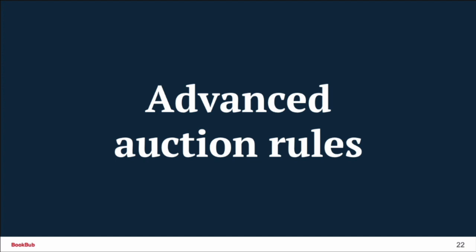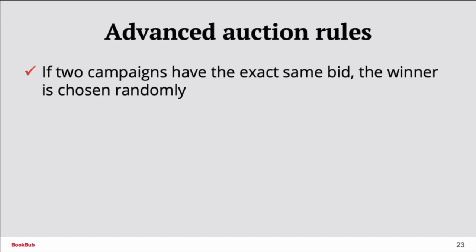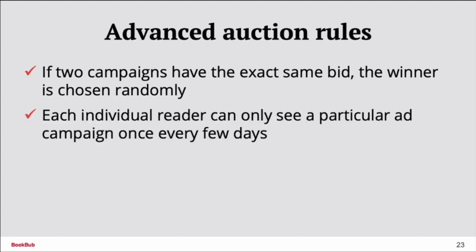There are also some additional, more advanced rules for how our auction determines which ad to show a reader. First, if 2 campaigns have the exact same bid, the winning ad is chosen randomly. This means that all ad campaigns with the same bid have an equal chance of winning impressions and reaching readers. Next, we have what we call a recency cap in place, which limits how frequently a reader can see the same ad campaign. Because we sometimes send multiple emails to individual readers each day, we want to make sure they aren't seeing the same ads over and over again in rapid succession.